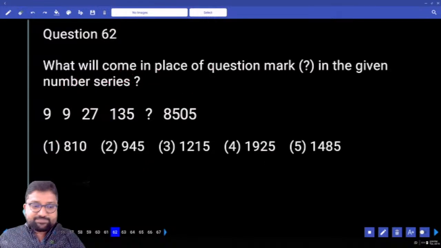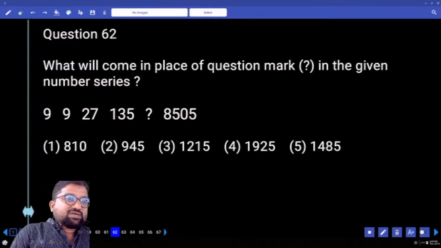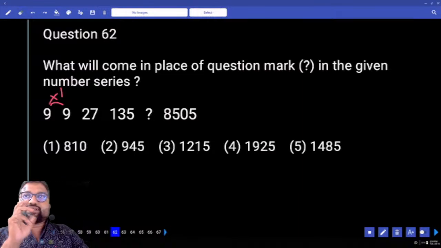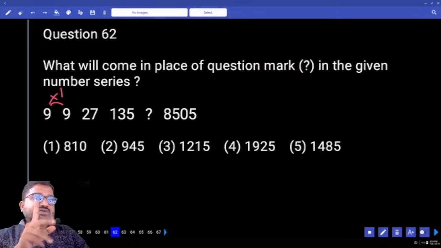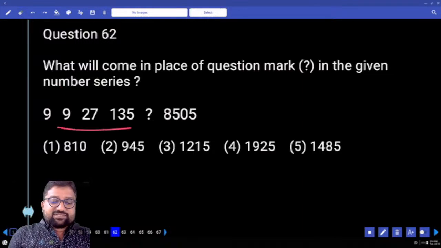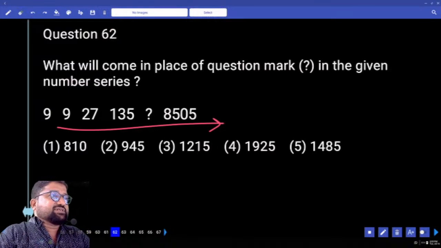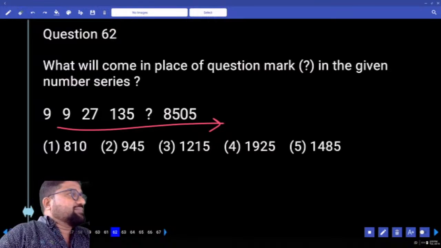9 is remaining as 9, so there is only one possibility. It has to be into 1 or divided by 1. If any number is remaining as the same number, it should be either multiplied by 1 or divided by 1. But when I look at the series, it is increasing at a fast pace, a huge increase. So I am forced to go for multiplication.